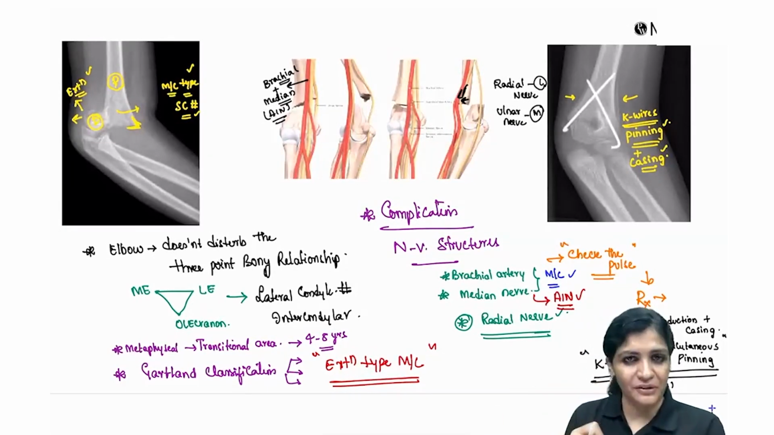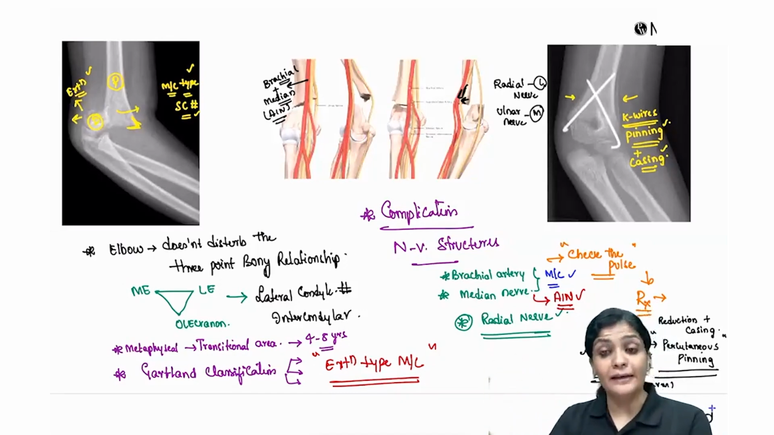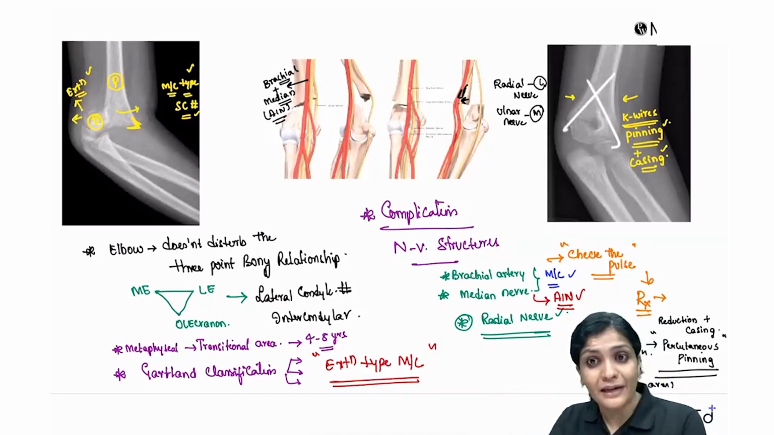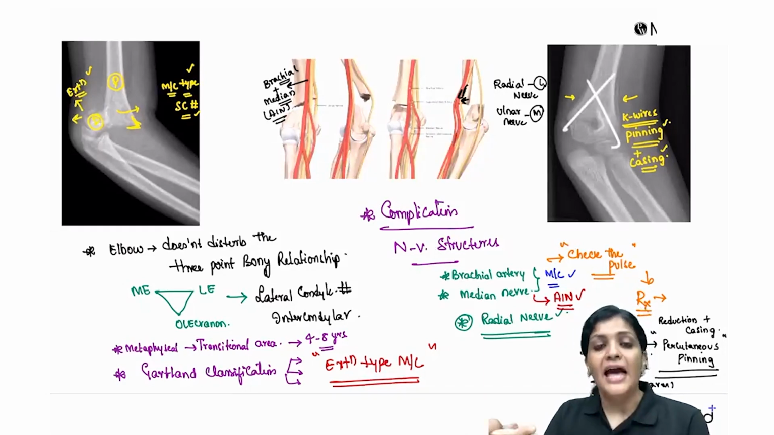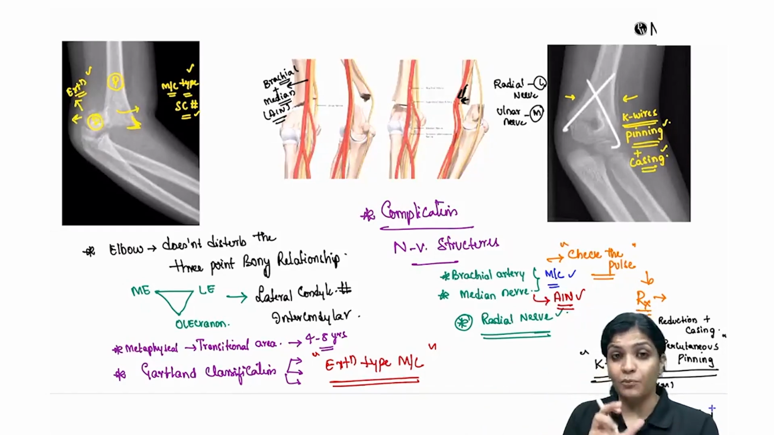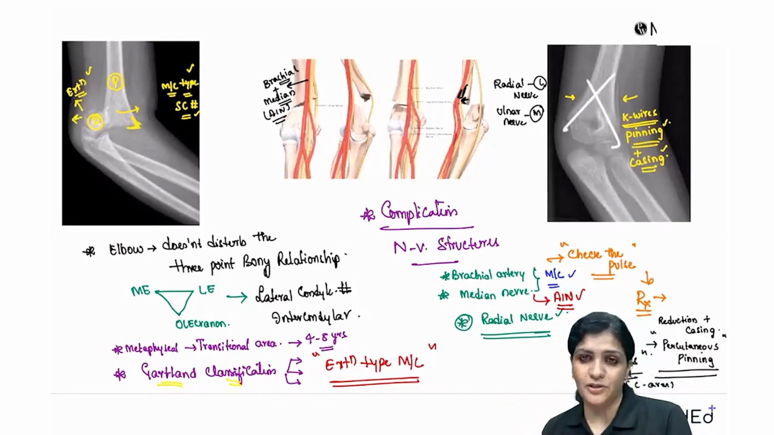So first is the 3-point bony relationship, then what are the other fractures where this relationship is disturbed, that is the intercondylar or the lateral condyle fractures. And then what is the most common type, what is the classification? So classification is Gartland, in that the extension type is most common.